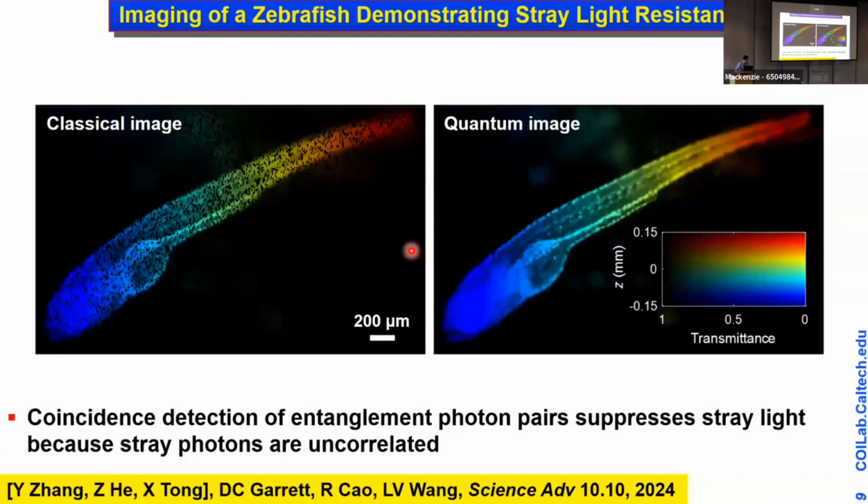Now, an ancillary benefit is suppression of stray light, because stray photons are uncorrelated. Entangled photons are correlated. You can see here this classical image, if you have lots of stray light, gets very spotty, but the quantum image cleans up all those stray photons.